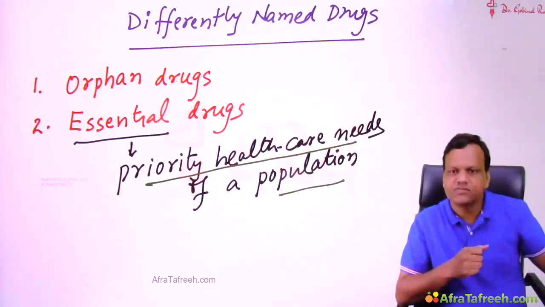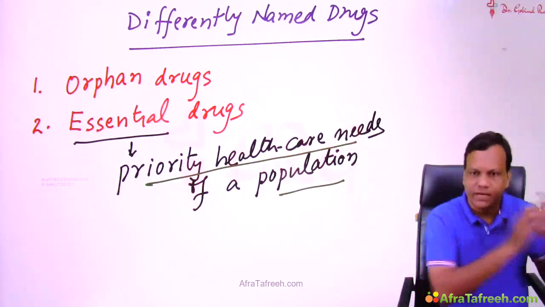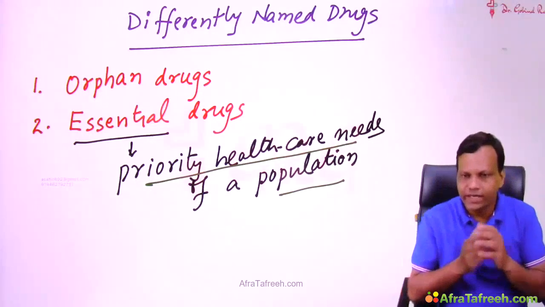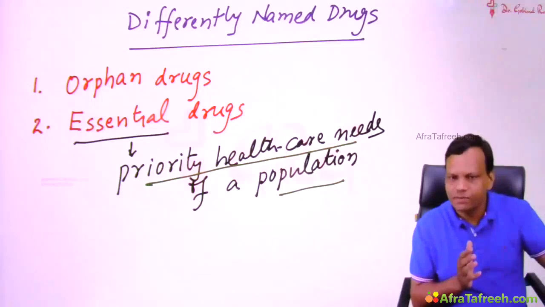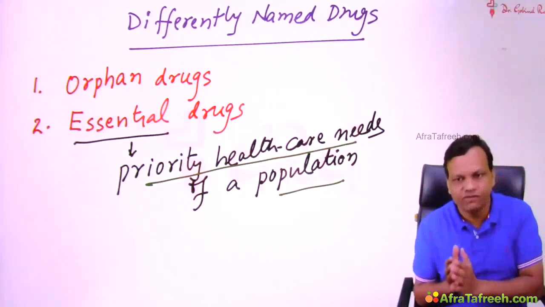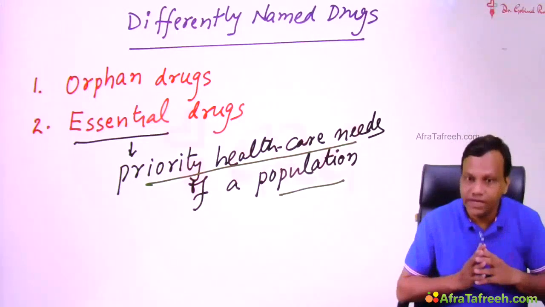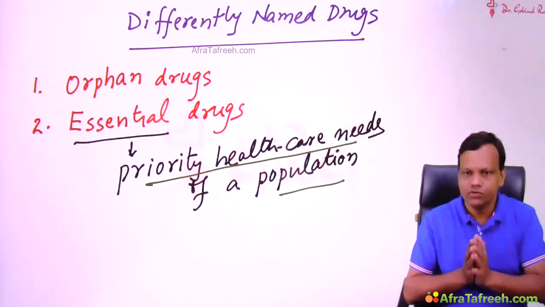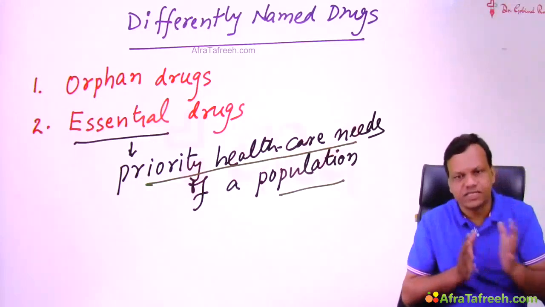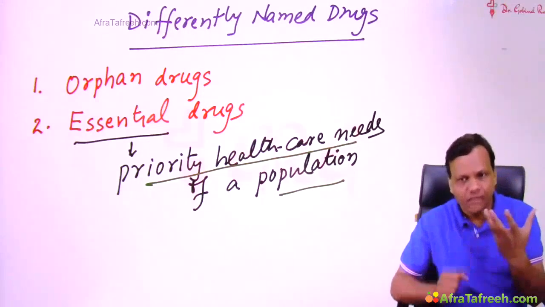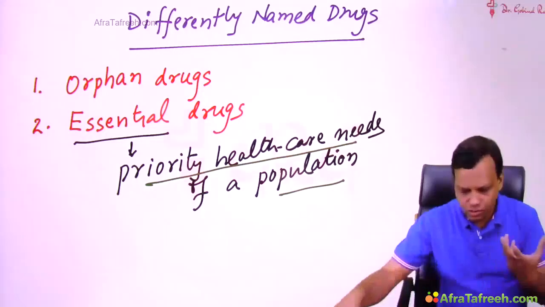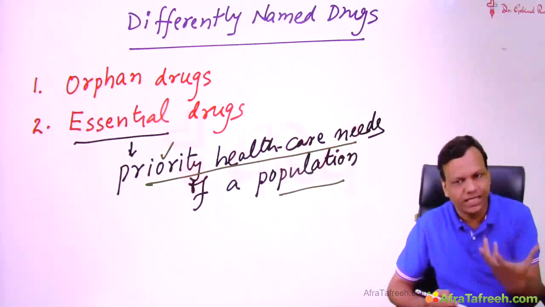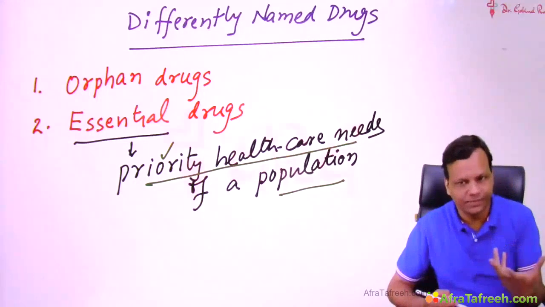In another person's family, there is a person with diabetes, so anti-diabetic drugs become essential for them. So anti-hypertensive is not essential for that family and anti-diabetic is not essential for my family. So essential drugs may differ depending upon the population we choose. So we make a list of the main health issues in that population, incidence and prevalence wise. The drugs used for those are called essential drugs. So priority healthcare needs of a population should be met.